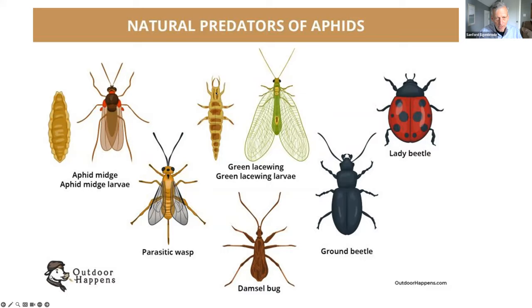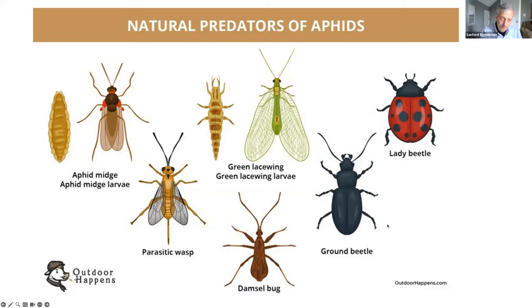And these pincers are very good at taking aphids and draining them dry. There are aphid midge larvae that attack them. There are parasitic wasps that attack them. And there are other general predators that don't necessarily pursue aphids per se, but they will eat them. Even ground beetles, if aphids fall off plants, they run into these guys.